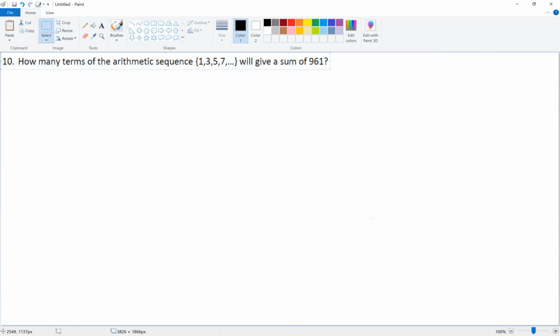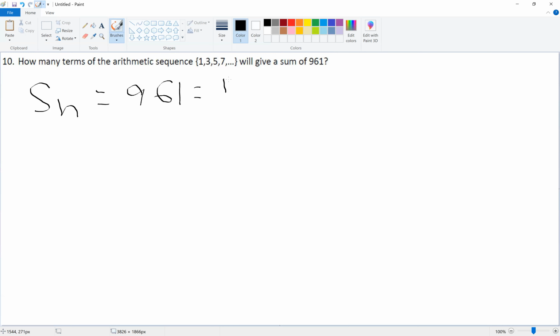Number 10. Ocean: Okay, so I am not sure if I did this one right, but I can try it. So the S of n is 961. So I did like the sum formula, but I substituted things in.